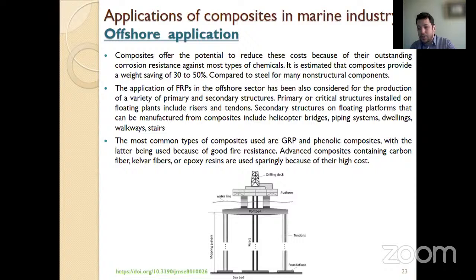primary and secondary structures. Primary or critical structures installed on floating plants include risers and tendons. Secondary structures on floating platforms that can be manufactured from composites include helidecks, bridges, piping systems, gratings, walkways, and stairs.